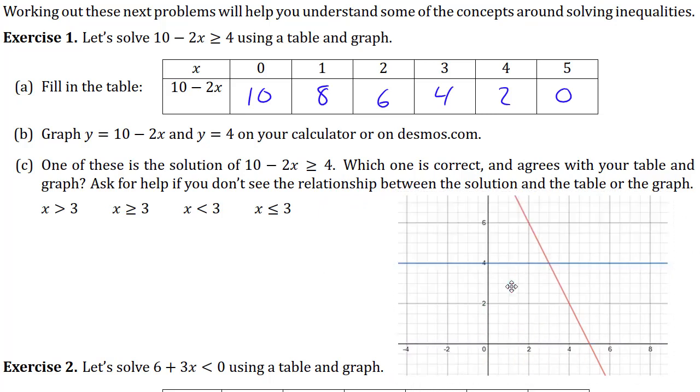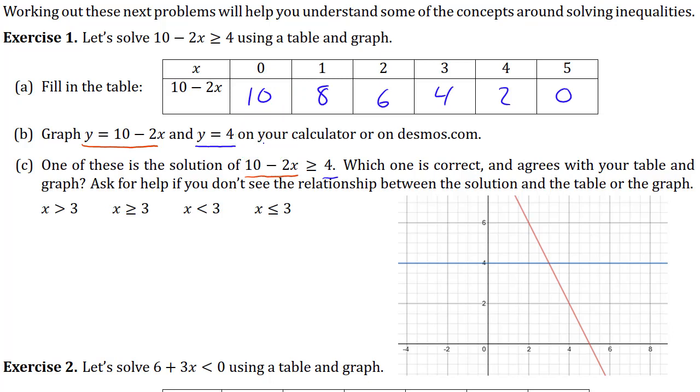Okay, so we have y equals 10 minus 2x, which is this red one, and y equals 4, which is the blue one. Now, which one of these is the solution set? Let's use both the table and the graph, the solution set of this inequality. So what we're trying to do is make 10 minus 2x greater than or equal to 4. Let's look at the table. What are the values of x that make this true?